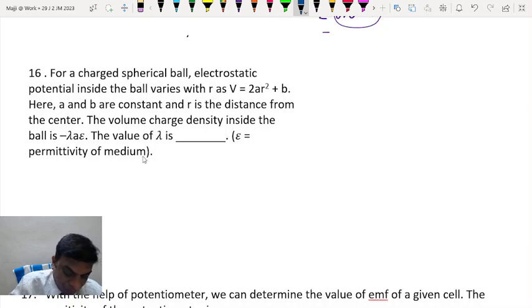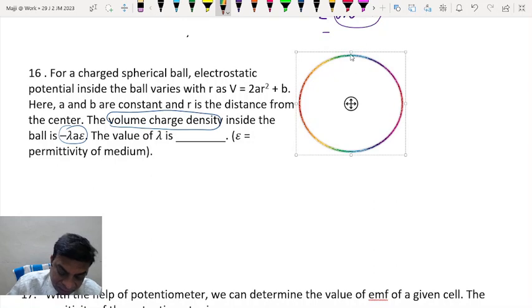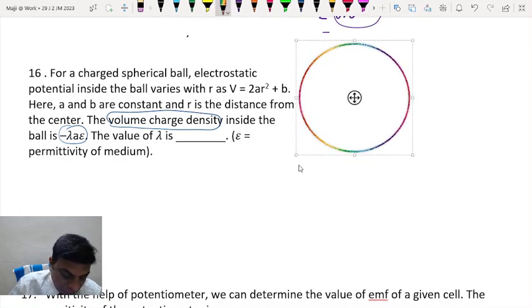So we have to find the lambda. First we have to calculate the volume charge density and then we'll equate that to this to get lambda. Now you see, if you know the formula of potential within a charged sphere, and the charge should be symmetrical, this expression corresponds to symmetrical charge distribution only.